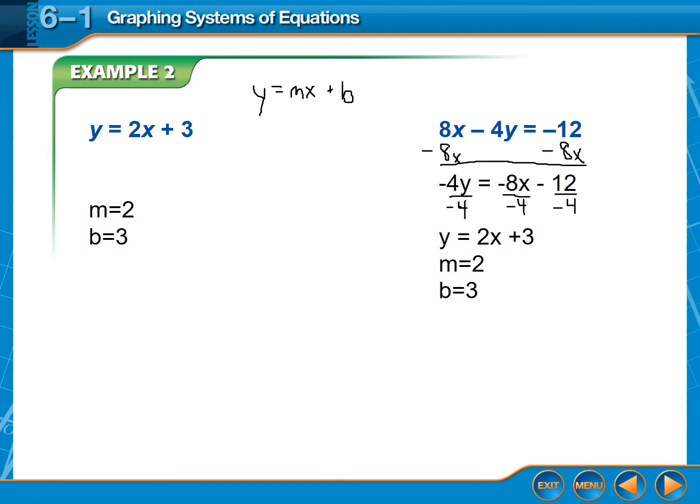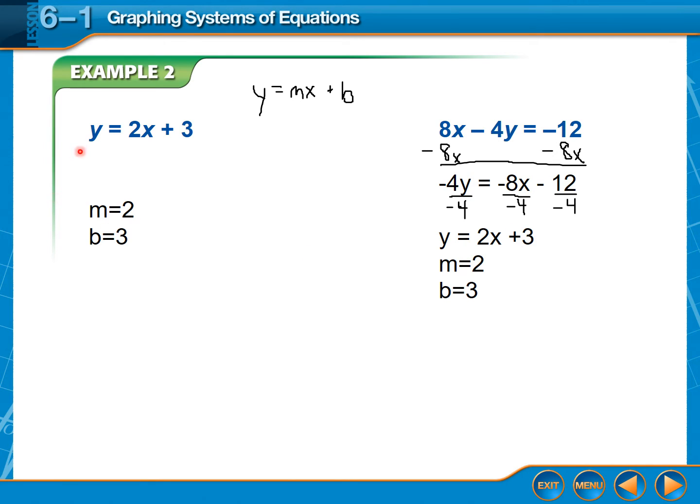All right, so when I divide everything by negative 4, what do I get? Negative 4y divided by negative 4 is y. Negative 8 divided by negative 4 is positive 2. And since I have x, it's 2x. And negative 12 divided by negative 4 is positive 3. So y equals 2x plus 3.